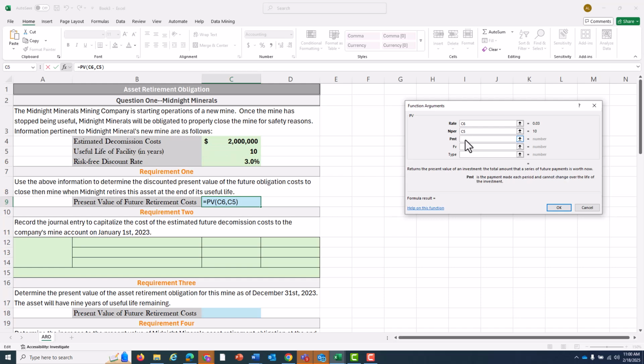PMT is a periodic payment. Now, if we were paying $2 million per year for the next 10 years to decommission this, I would use the PMT area of our function right now. But that's not what's happening. This is one big lump sum that we're going to have to pay in the future. So we don't need to fill in the PMT portion. What we need to fill in is the future value portion. And that's going to be for the $2 million that we have to pay 10 years from now.